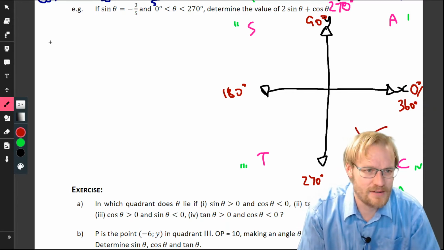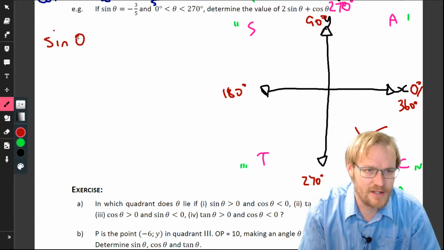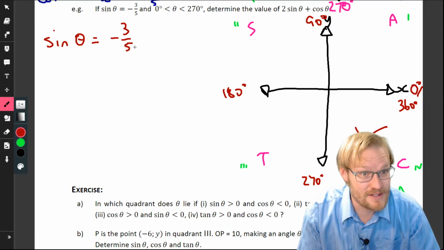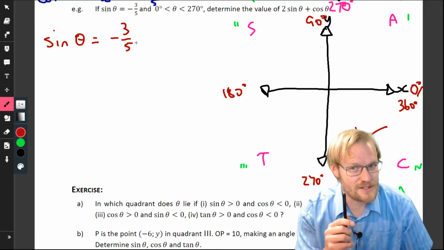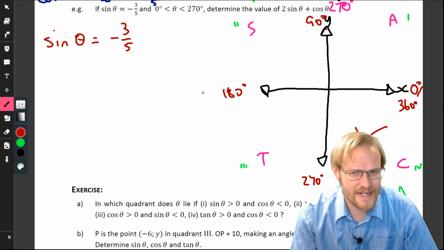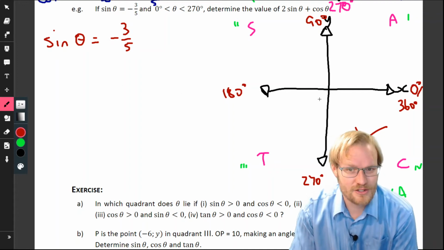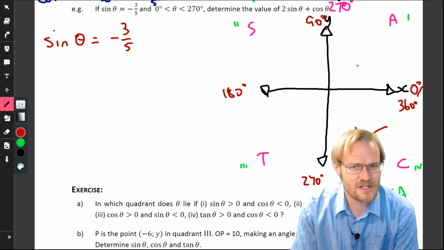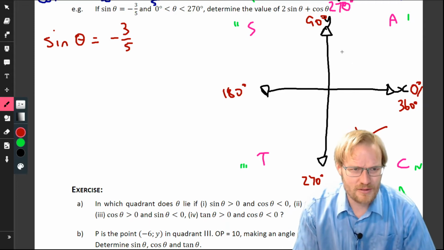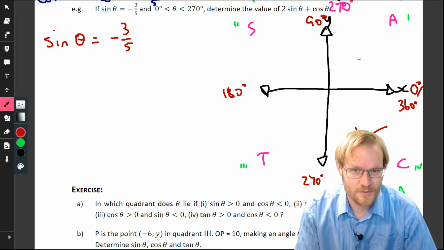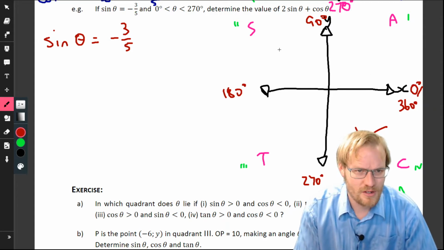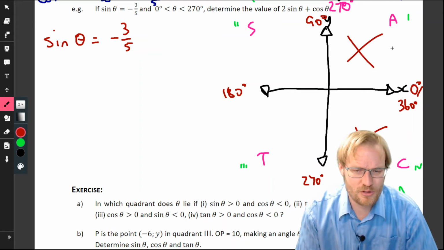Sine theta, they tell us, sine theta is negative 3 over 5. There's our hint. Where is sine negative? Let's go around starting in quadrant 1. Definitely not here. All functions are positive here, all trigonometric functions. And so sine theta is negative 3 over 5. It doesn't make sense that it can be here because they're all positive. Okay, then we move into the second quadrant. So I'm going to put a cross here.